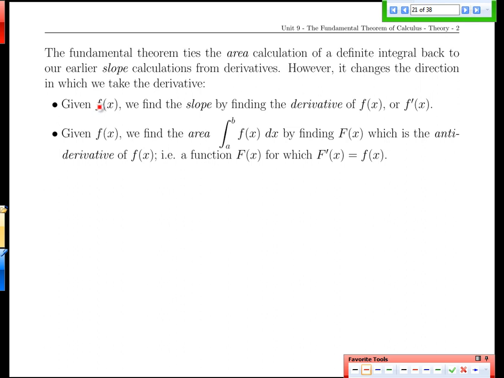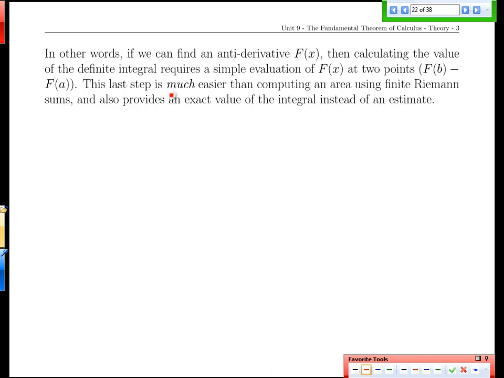So think of the two directions we've gone in. If we have a function given to us, we can find the slope, f prime. If we're also given the same function, but we're interested in a different question, what's the area underneath it, we can do that by finding a new function which is the antiderivative, or one which, when I differentiate it, becomes our little f. Now, that's going to be the hard part. So let's write this out in a bit more detail here. This is the fundamental theorem.